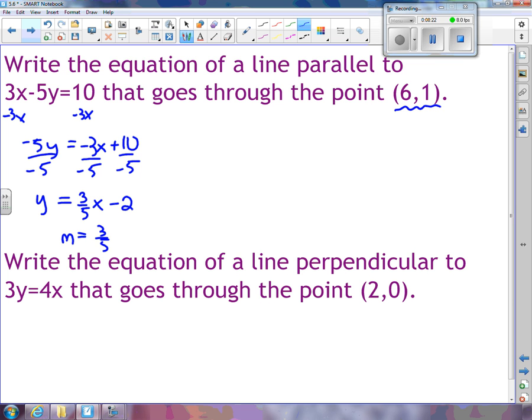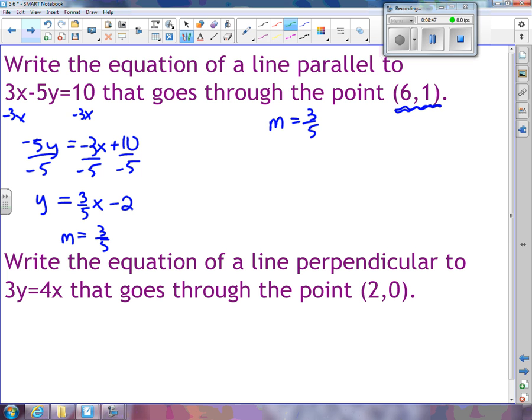Now the question asks me to write the equation of a new line that's parallel to this line. If the two lines are parallel, the new line's slope must also be the same. So now it's just like some of the problems from last night that we tried. So our slope was m equals 3/5, and now I know that my point is 6, 1. So at this point, you should just go ahead and write the equation in point-slope form.